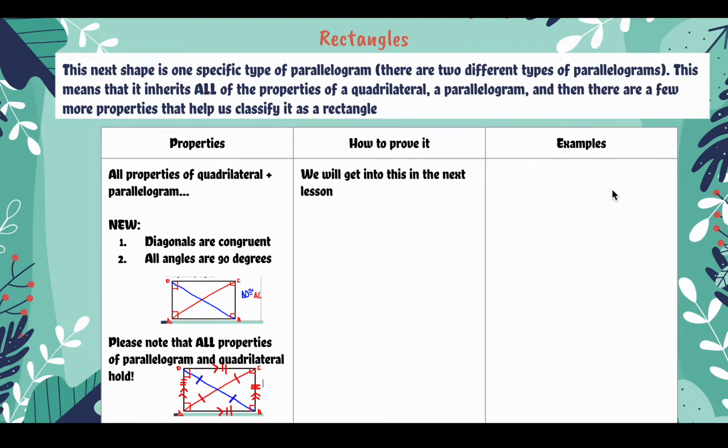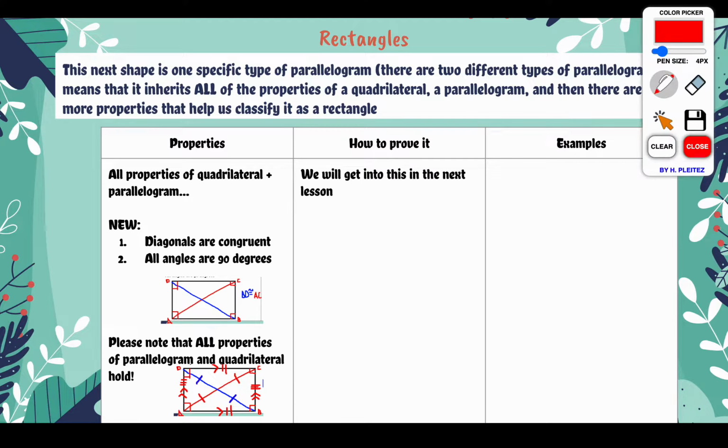Now, in an effort to save some space, under properties, instead of actually listing out the properties of the quadrilateral and the parallelogram, you can just write this. You can write all properties of a quadrilateral and a parallelogram. However, you are responsible for knowing this. So you need to know these properties. You can't just let them get lost in the sauce.